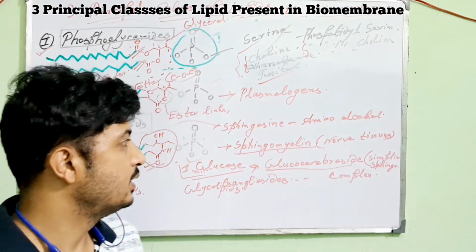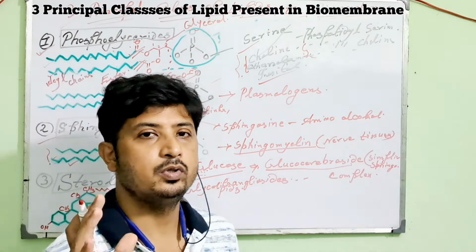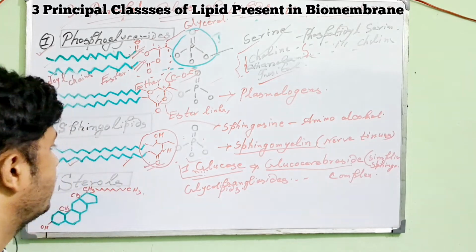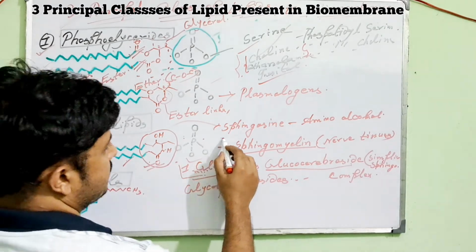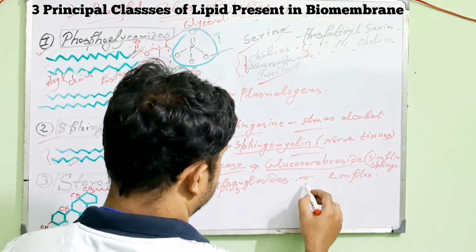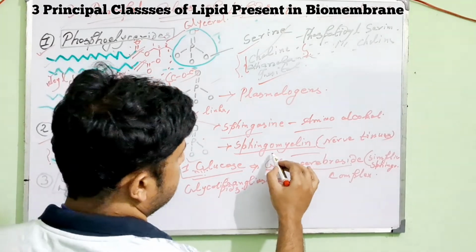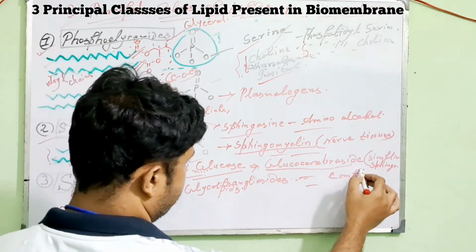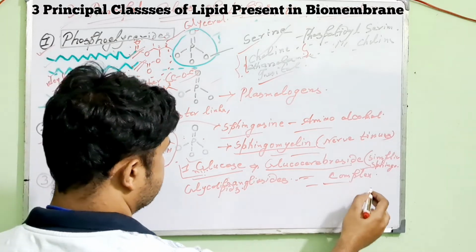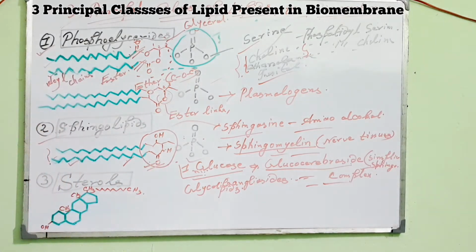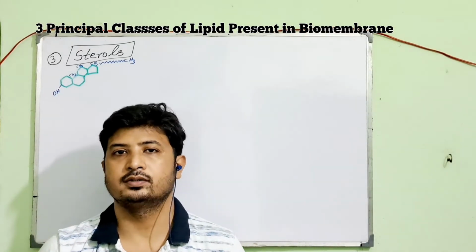Okay, remember this. These are very crucial concepts which you need to be clear of. This is the kind of thing I have told you already: most abundant sphingolipid, simplest sphingolipid, and complex sphingolipid. Remember that. Now coming to sterols.